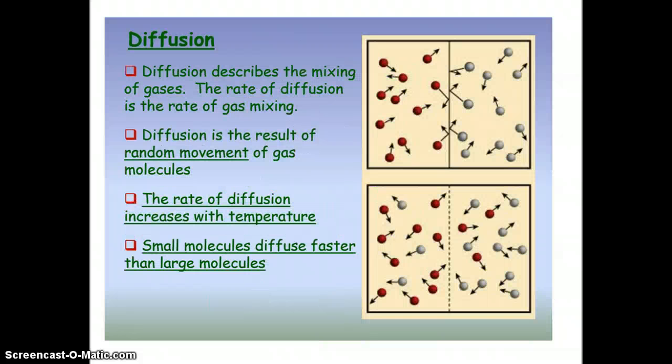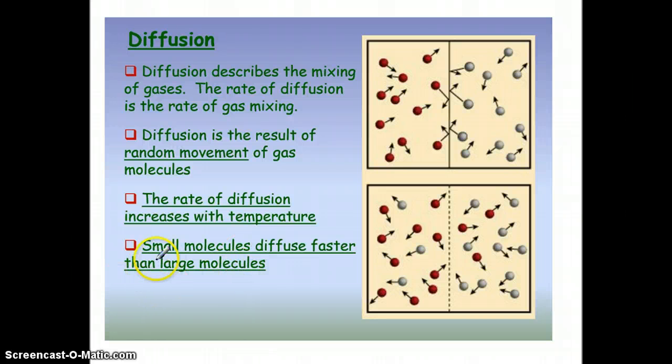All right, let's talk about diffusion now. Diffusion is the mixing of gases, and when we talk about the rate of diffusion, we're talking about the rate of mixing gases. So you have two different samples of separate gases, and then you allow them to mix together. The random movement of the gas molecules allows them to eventually mix into one another, like you see in this second picture down here, kind of disperse between one another. The higher the temperature, the faster the rate of diffusion, and the smaller the molecules are, the faster they will diffuse. The larger they are, the longer it will take.